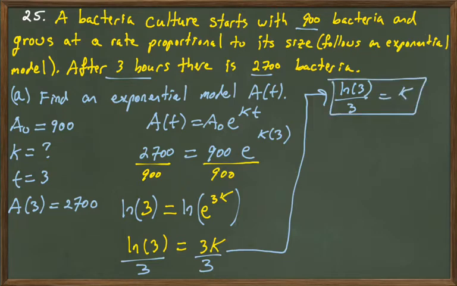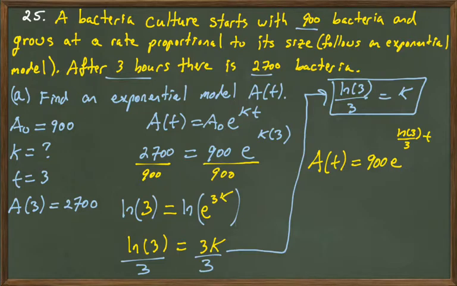And I want to leave it like that. I don't want to convert it into a decimal, because if I convert it into a decimal, then there's going to be some rounding. And if I do any sort of rounding intermediate to the process of solving this, that's going to introduce error, and so we don't want to do any rounding until the end of the problem. Okay, so let's put that all together as our model. So A of t will be equal to the initial amount, 900, e, and then our k is ln of 3 over 3 times t.